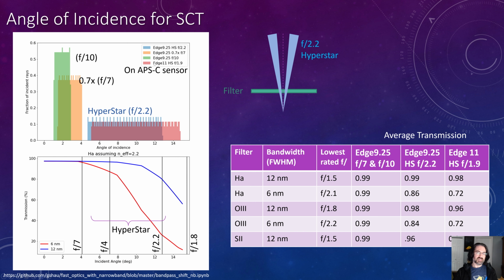In the case of the Edge 11, it's actually got an even lower f-stop so that you're actually sampling angles out here on the order of 15 degrees. So if we were to put them through the same calculation, you would see that the 6 nanometer filters are actually only allowing about a total of 72% transmittance.